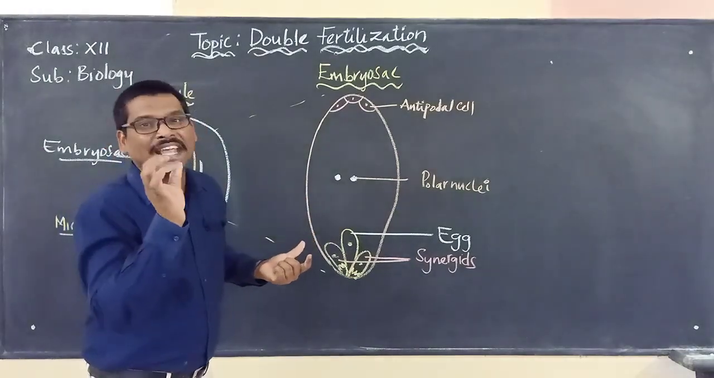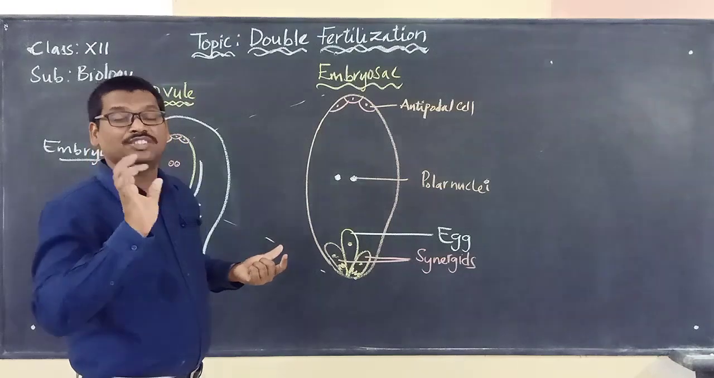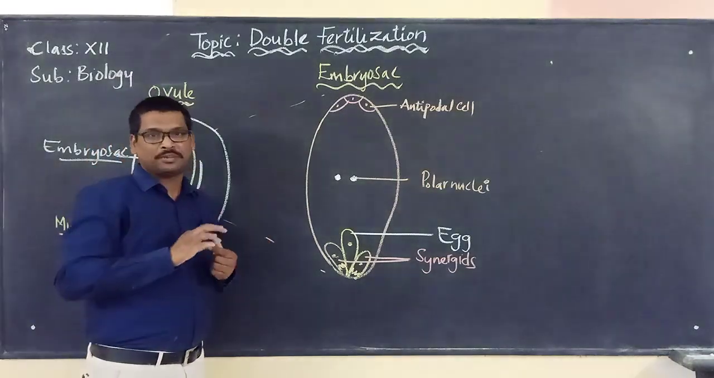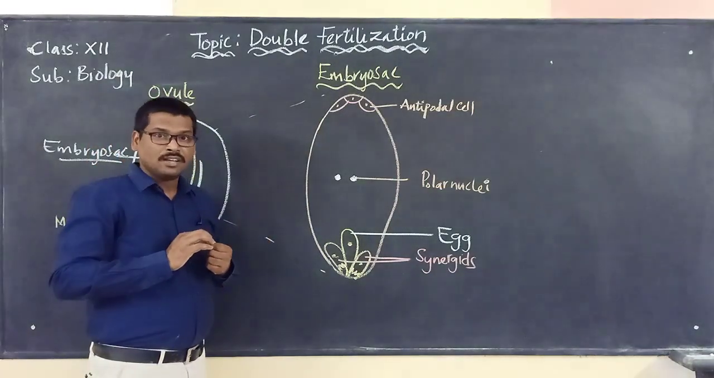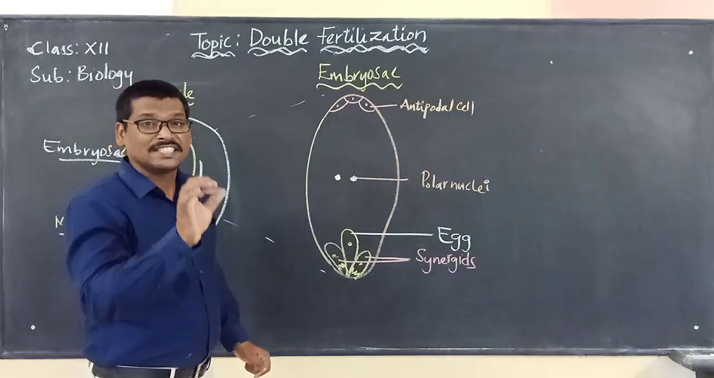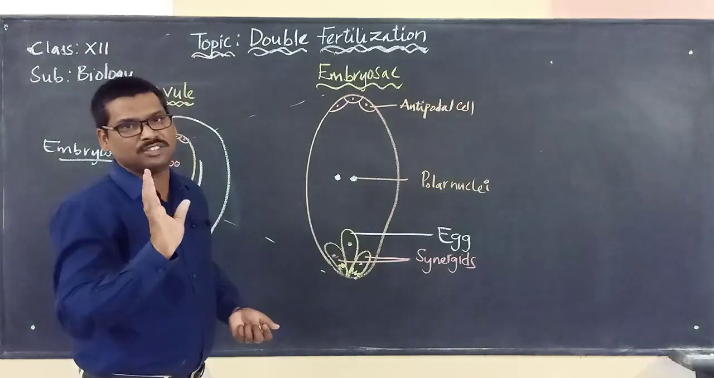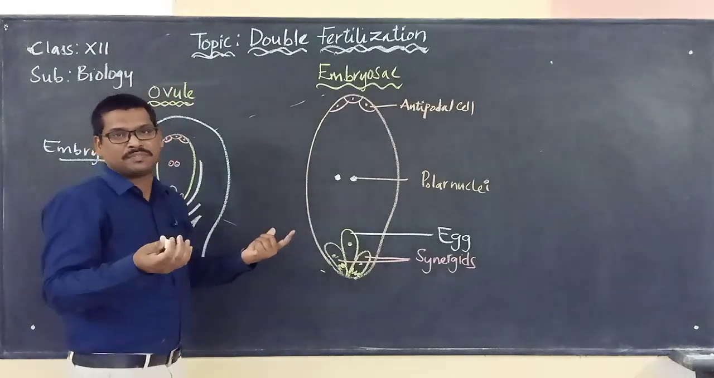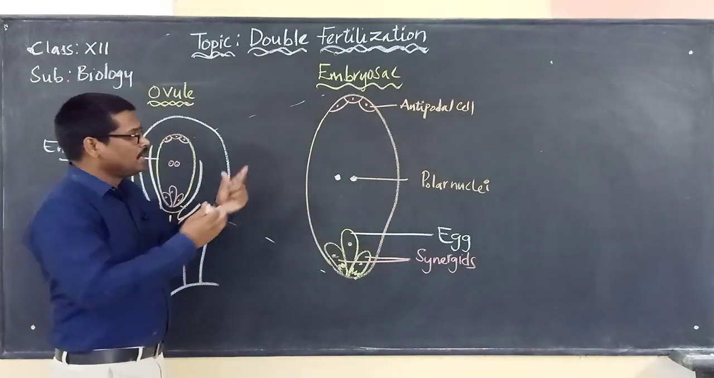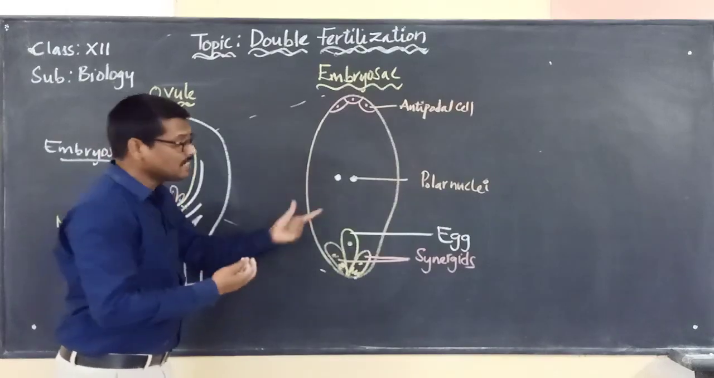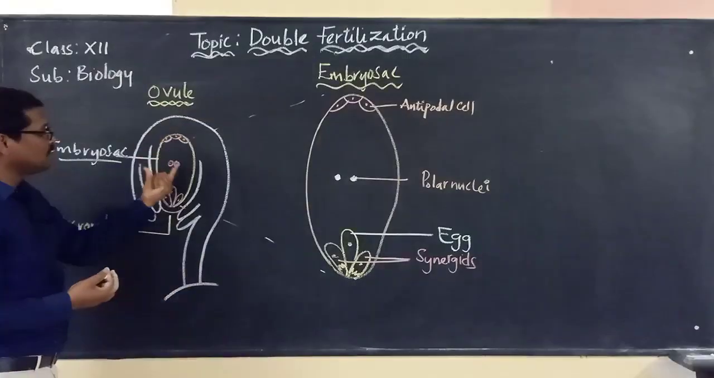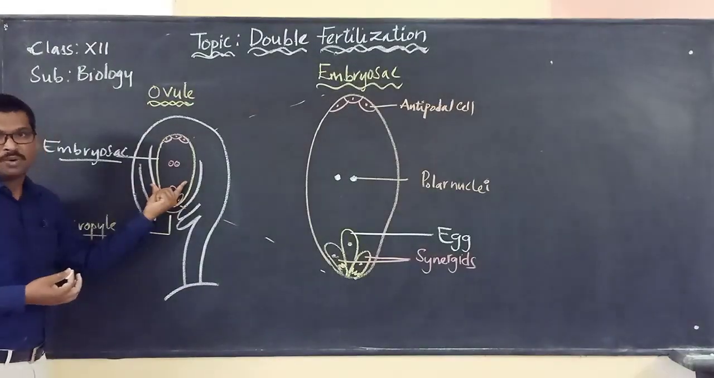This is a unique characteristic of all the angiosperms. It is a very important point we have to keep in mind. That is, double fertilization is a unique characteristic of all the angiosperms. So what is double fertilization? We are going to understand. Now here is the embryo sac. Where is the embryo sac present? It is present in the ovule.